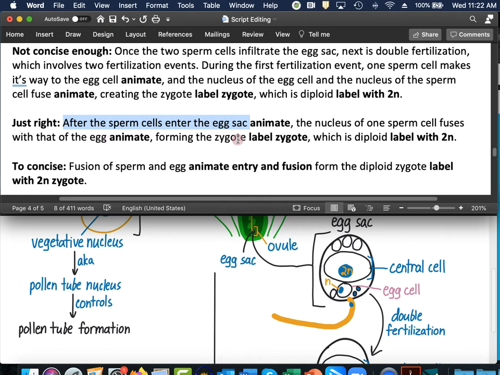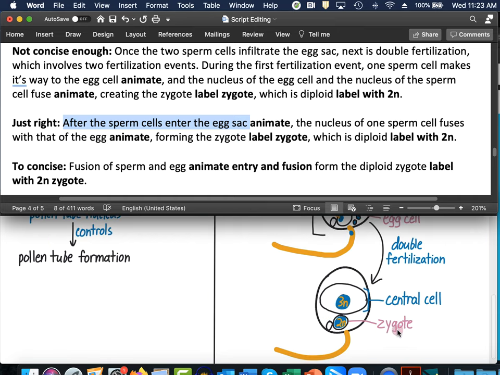And then forming the zygote, label the zygote, which is down here, this label appears, which is diploid. And then label it with that 2N to show that it's diploid. So I'm showing one thing at a time on the screen and mentioning one thing at a time in the script.